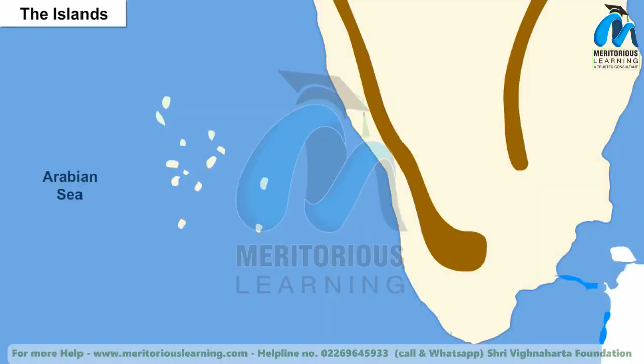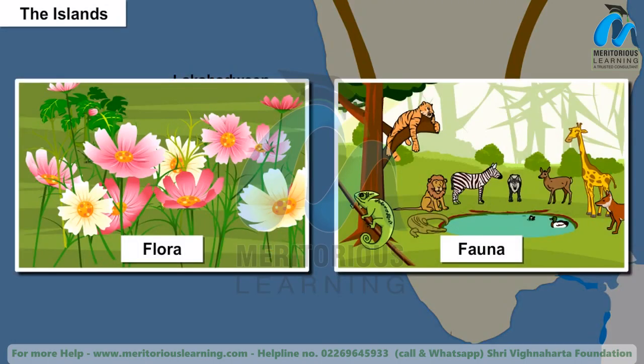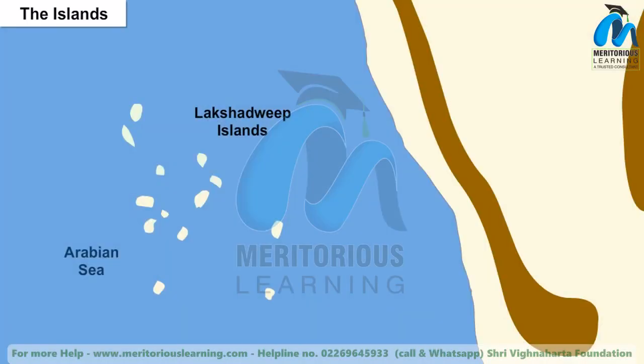The islands. Lakshadweep Islands in the Arabian Sea are a group of coral islands. The total area is 32 square kilometers. It is rich in flora and fauna. The administrative headquarters is at Kavaratti.